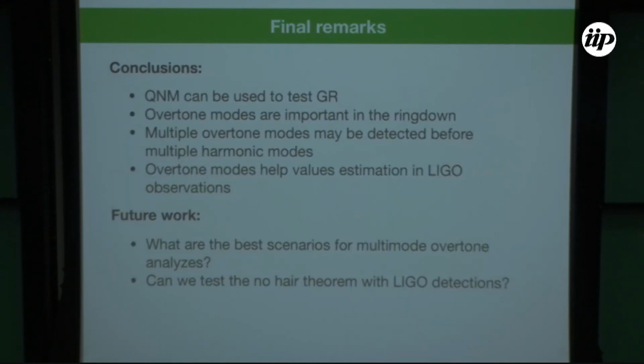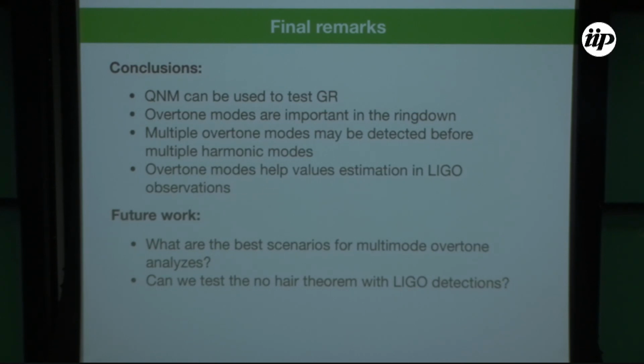So I'll finish here. My conclusions are that we can use quasi-normal modes to test general relativity. The overtones of the wave are important. They were considered unimportant for a long time. Most people neglect them, so we conclude that they are important. And we saw that the initial amplitude of excitation of these overtones is high, so it's probable that they will be detected before the harmonic modes.